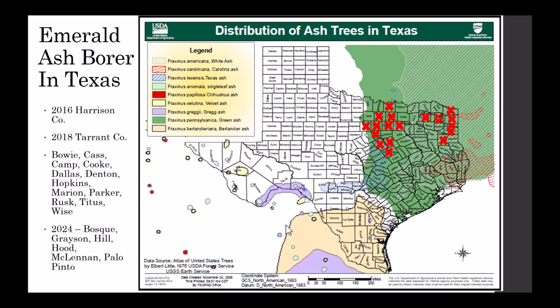Undoubtedly, emerald ash borer will continue to move in and around these areas, and it is possible that new detections will be made in other counties. Texas A&M Forest Service continues to monitor the movement of emerald ash borer through its trapping program and remains vigilant in evaluating potential emerald ash borer sightings across the state.